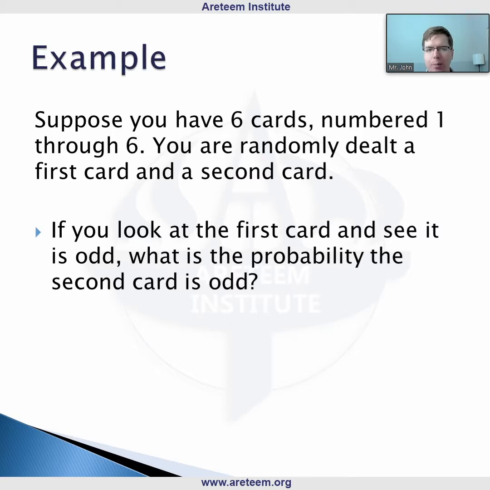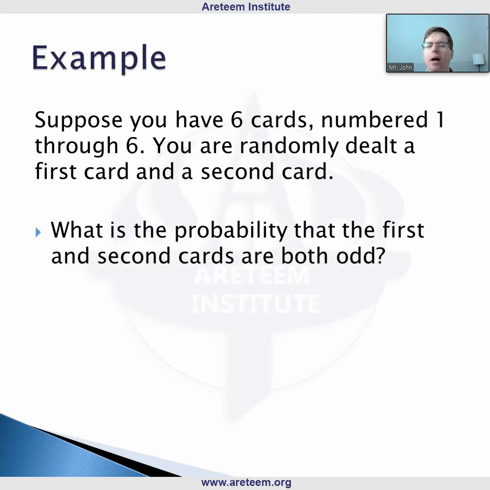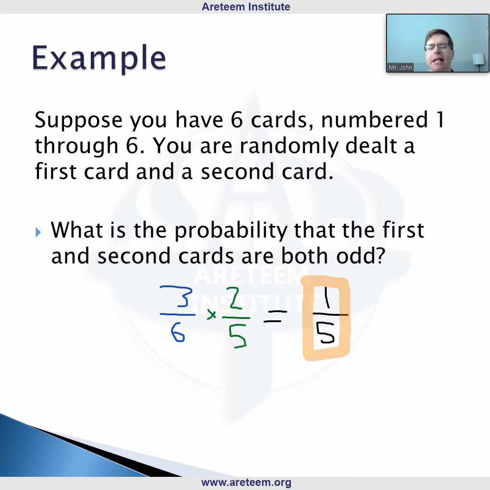Okay, so let's take it a step further here, right? So what is the probability that the first and second cards are both odd? Now you probably could answer this without even thinking about it, right? So the first card, 3/6 chance that it is an odd number. And then as we just saw, we can multiply this by a 2/5 chance that the second card is also odd. All right, so we're just doing this one step at a time. And so we end up with a 1/5 chance that both cards are odd in this case. So we just took it one step at a time, right? First card and then second card.